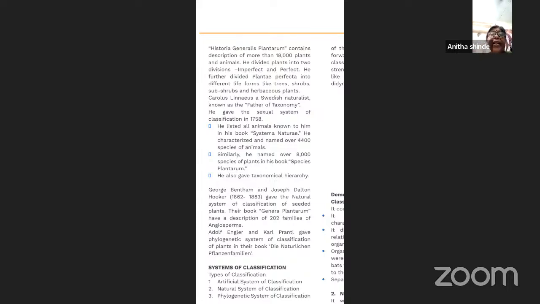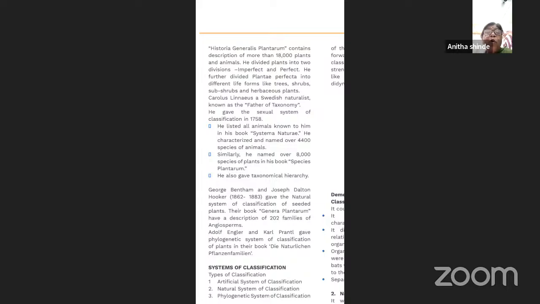Now, another scientist by name Carl Linnaeus. You all know, he is a very, very famous scientist. He was a Swedish naturalist, who is considered to be the father of taxonomy, because the credit goes to him. Carl Linnaeus divided the phyla into different kingdoms, and he has given how to categorize. Like kingdom, then phylum, then you have the family, order, species, and all those things.